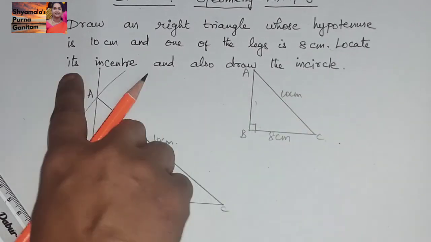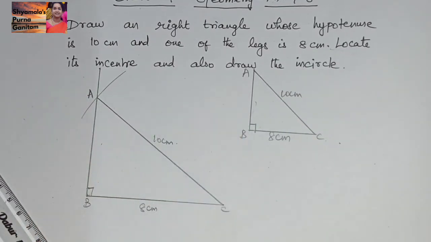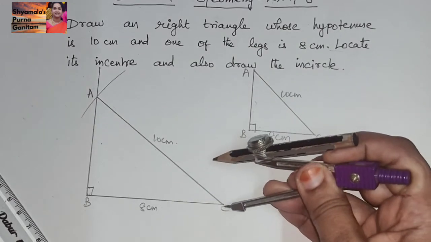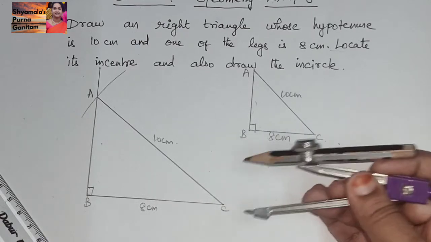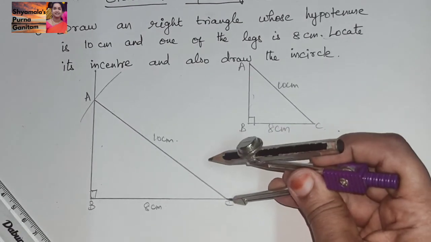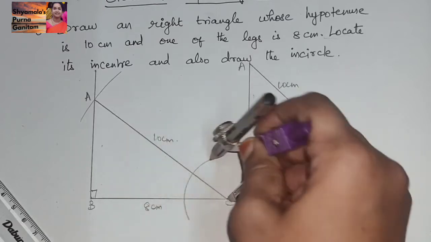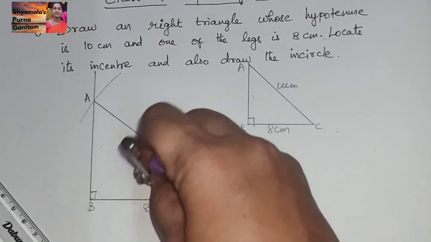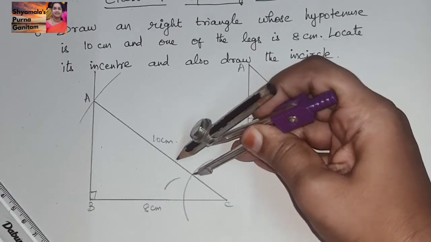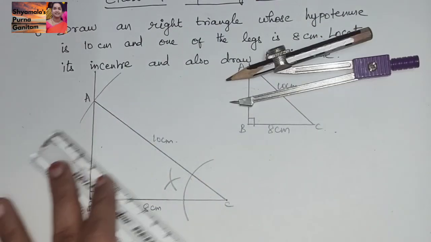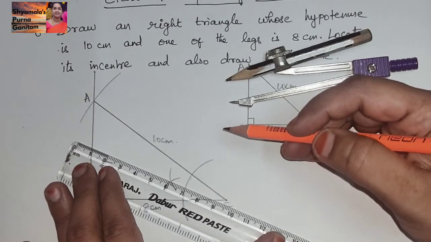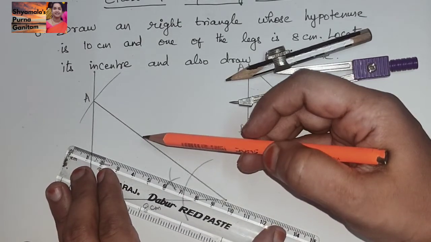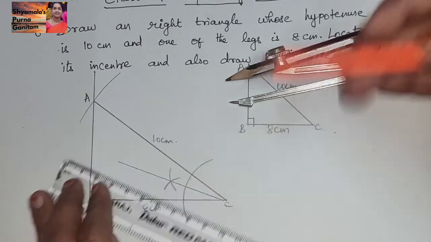Then we are asked to locate its incenter. So for locating the incenter, we need to construct the angle bisectors. So we'll construct angle bisectors for any two angles. So for C, I'm constructing the angle bisector. You know how to construct an angle bisector. So this is the angle bisector line for C.